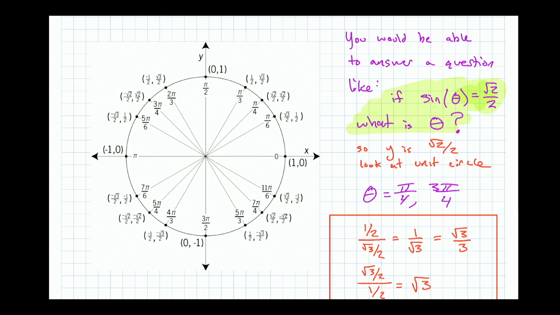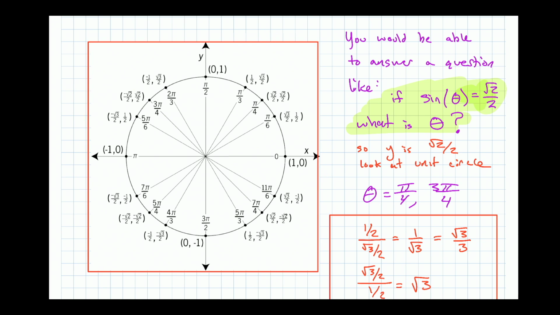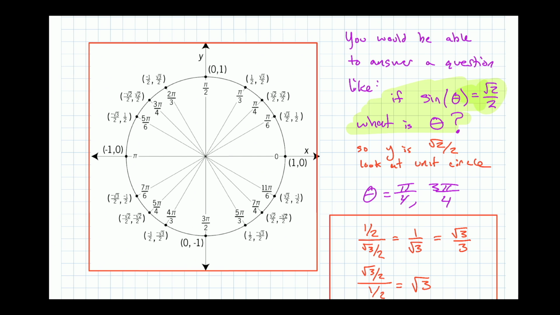I kind of want to box around this. Hold on. That's not how you make a box. That was a diagonal line. That's a box.